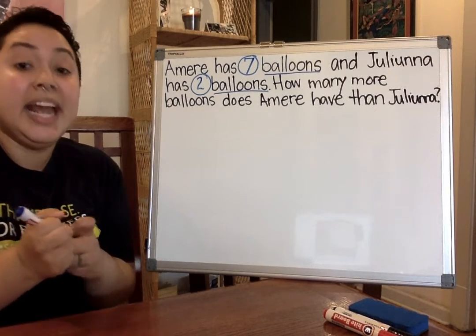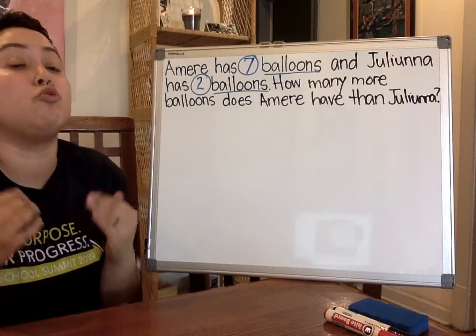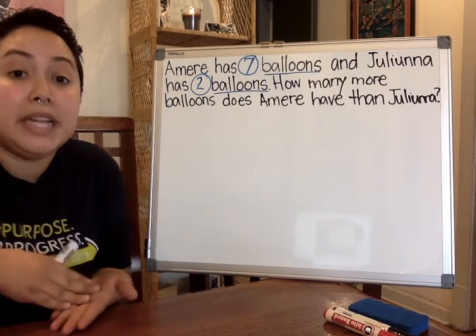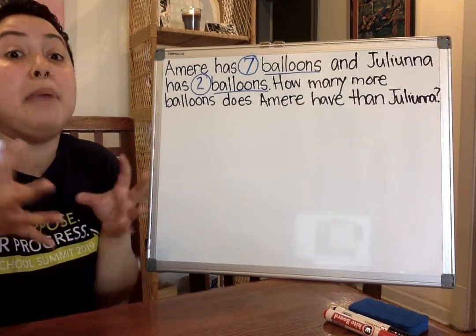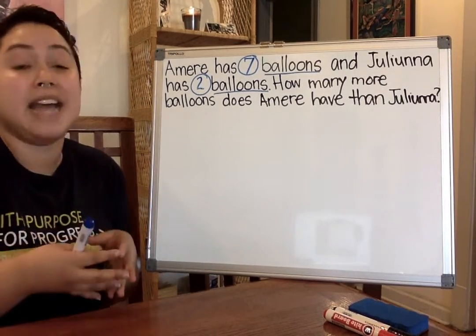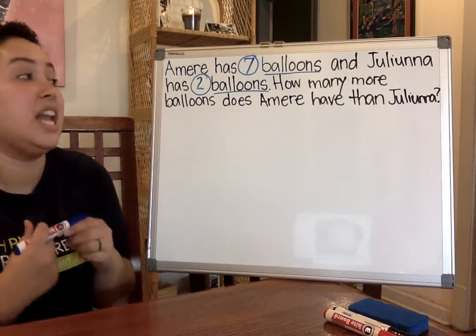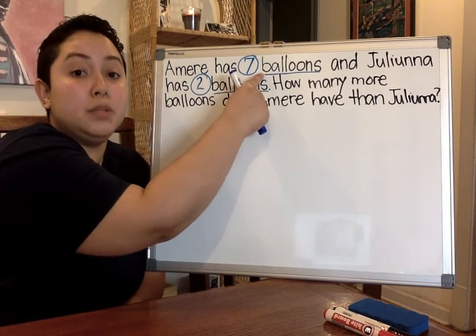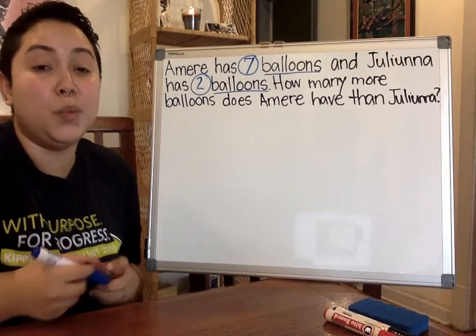Now, if you said that we're going to compare, you are right. I know that Amir has 7 balloons and Juliana has a smaller number. So we're going to compare our balloons to find out how many more Amir has. The very first thing that I want to do is draw my 7 balloons. If you have a piece of paper, you can follow along with me.